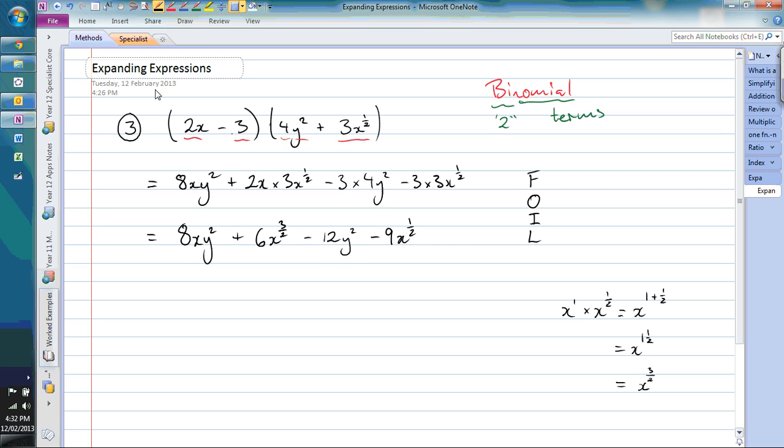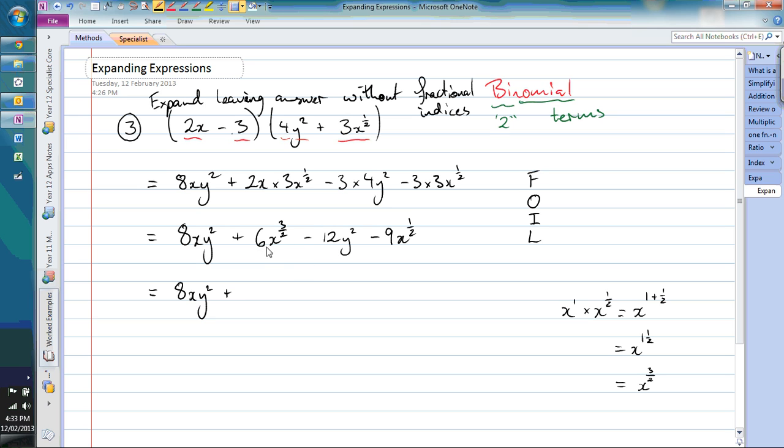If, however, the question said something like expand, leaving your answer without fractional indices, so if it asks for it without fractional indices, I need to get rid of these. And to do that, I could use my index laws.